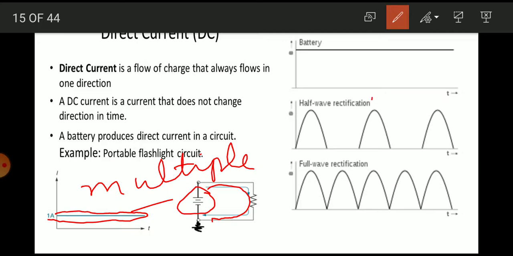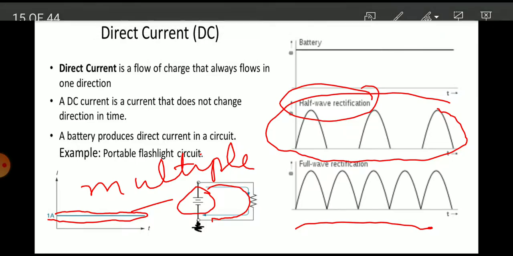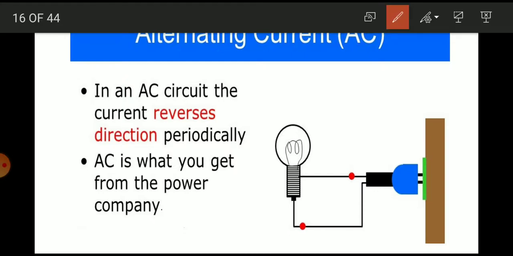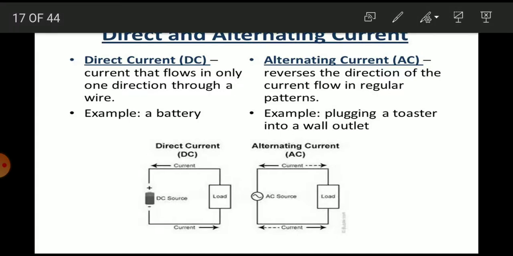This is a half wave rectifier. You get this from a circuit which converts AC into DC. This is a full wave rectifier. This is the wave shape of DC. Alternating current keeps on reversing its direction. AC is what you get from the power company. The electrical energy you use at your home is called AC energy.